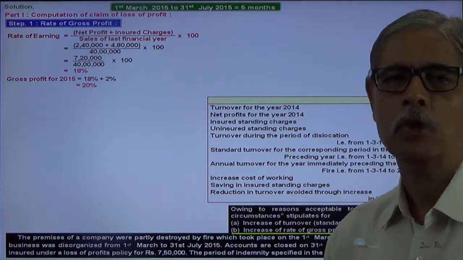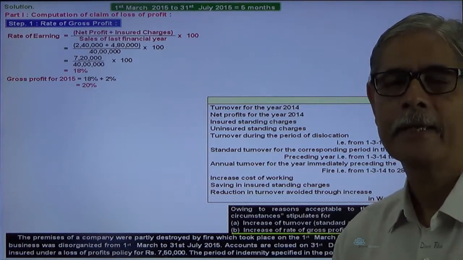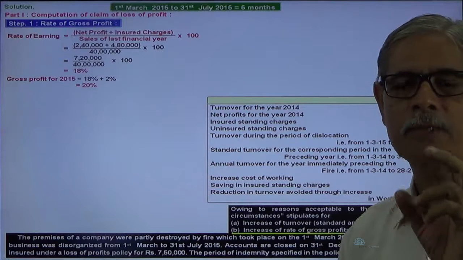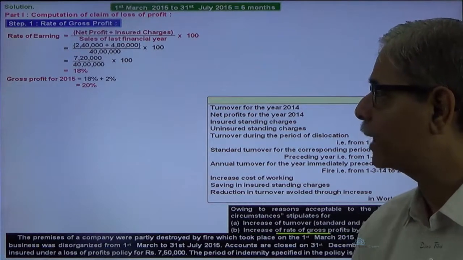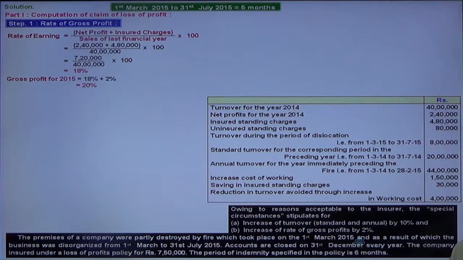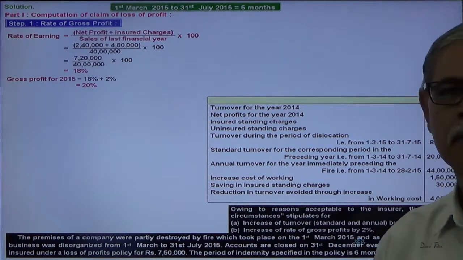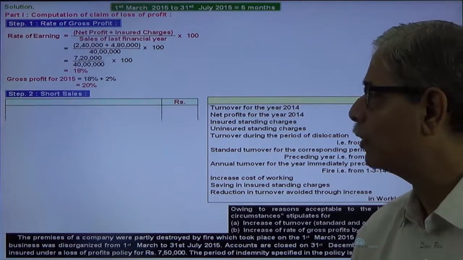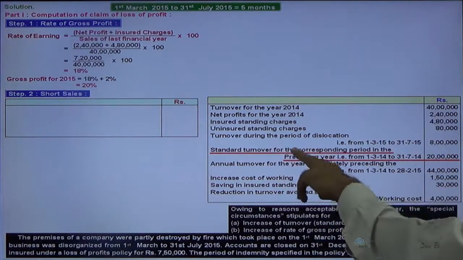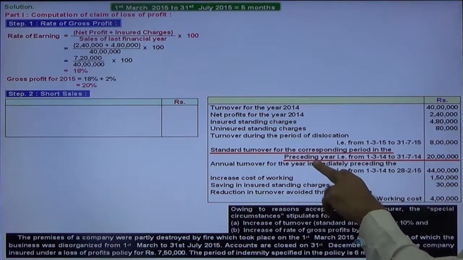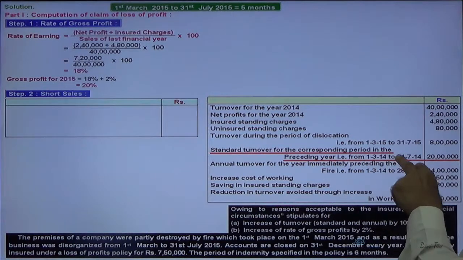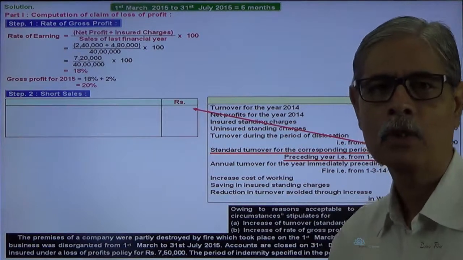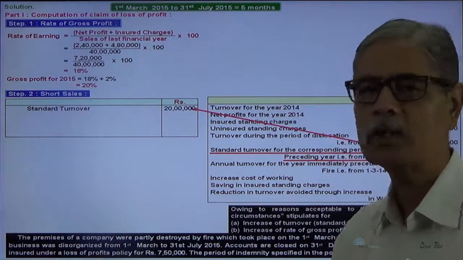Now I want to find out the short sale. How much sales has been lost because of fire? To find out such loss of sale or short sale, we are required to compare the sales in a claim period with the corresponding period within 12 months before the date of fire. So here I want to work out the short sale. The standard turnover for the corresponding period in the preceding year from 1st of March to 31st of July is 20 lakhs. So last year, my sales was 20 lakhs.